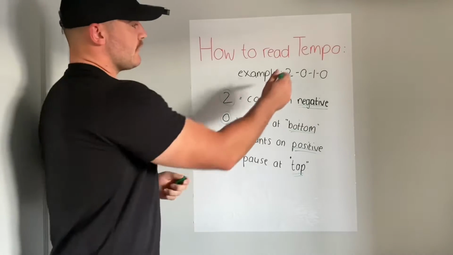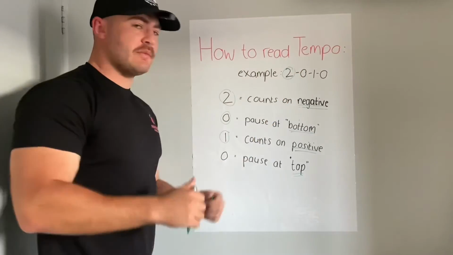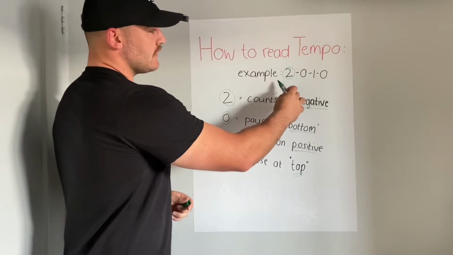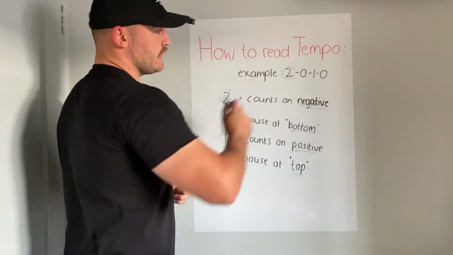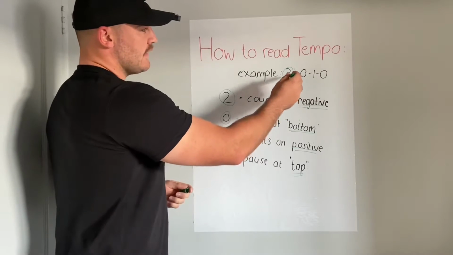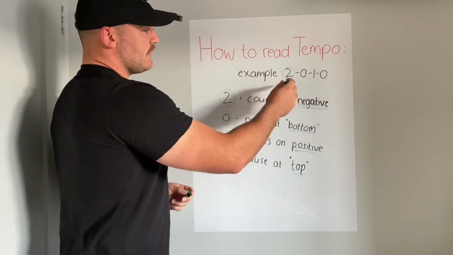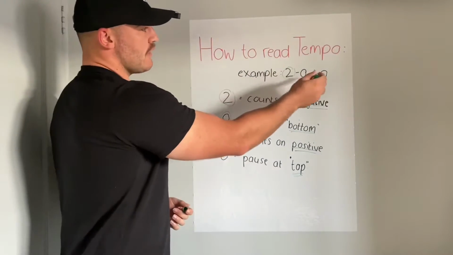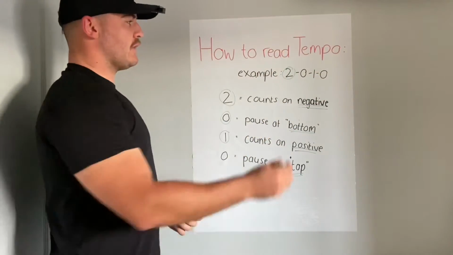So let's start with the first number, which is going to be the 2. For this example we're going to be using the bench press. There can be a plethora of sequences of numbers that you can use. You can use different numbers on each of these. That will just impact the way that the rep looks, but for this example we are going to use 2, 0, 1, 0, and we're going to start off with the 2.